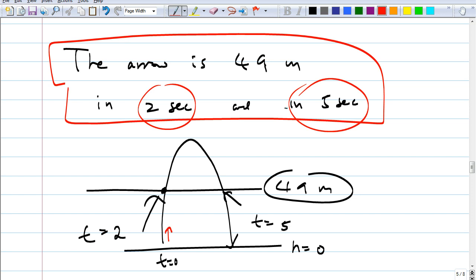Do you guys get that? Do you understand? The arrow must reach 49 meters as it goes up, and as it comes down, it has to reach 49 meters. That's why we get two solutions.